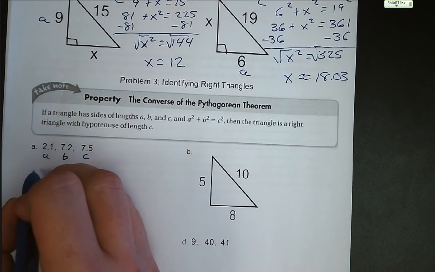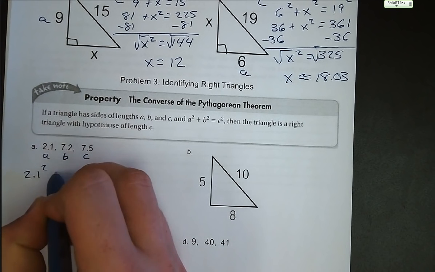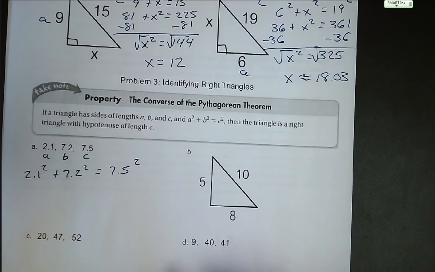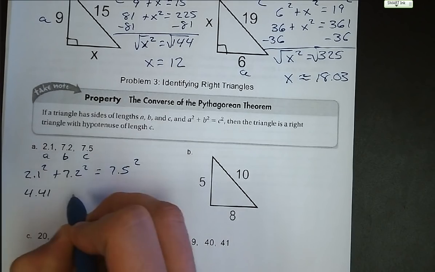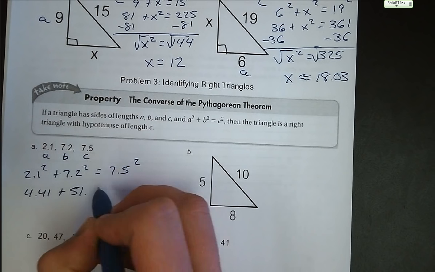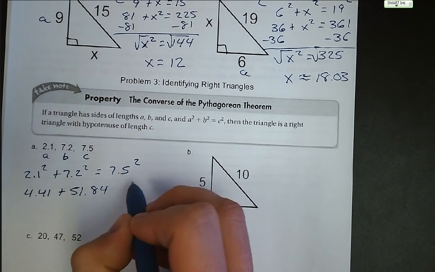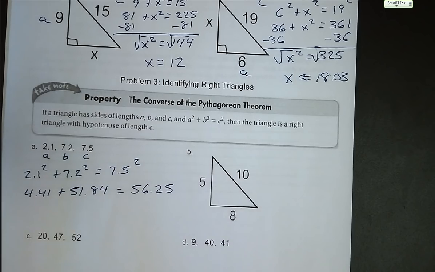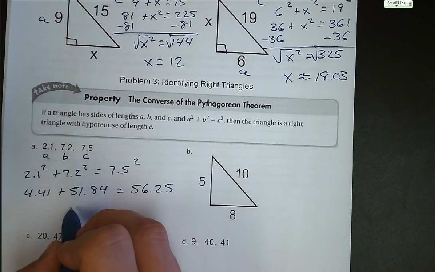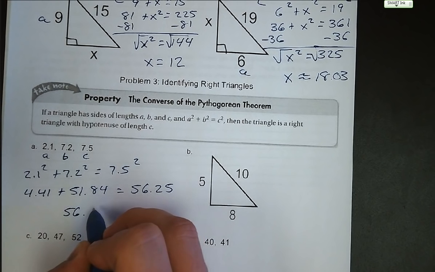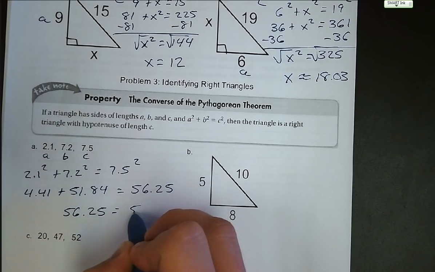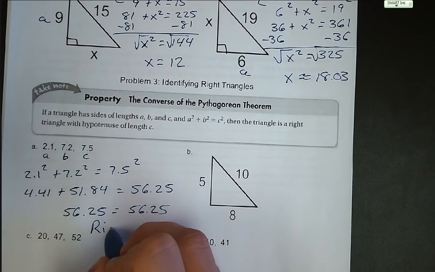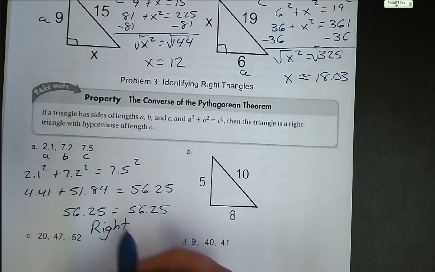So now we just set them up. 2.1 squared plus 7.2 squared equals 7.5 squared. 2.1 squared is 4.41 plus 51.84 is equal to 56.25. So when we add and combine like terms, 51.84 plus 4.41, we get 56.25 is equal to 56.25. So that is a right triangle, right? Both sides of the equal sign are true. That is a true equation.